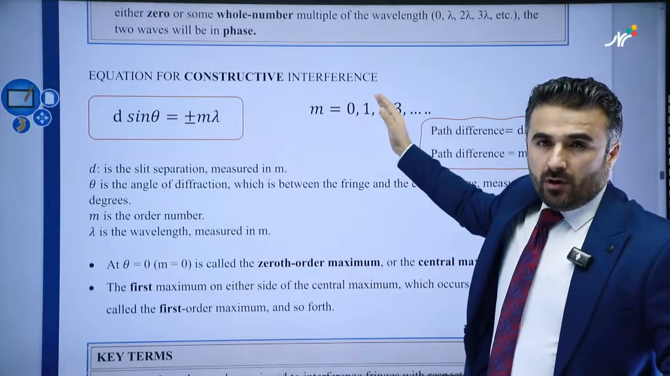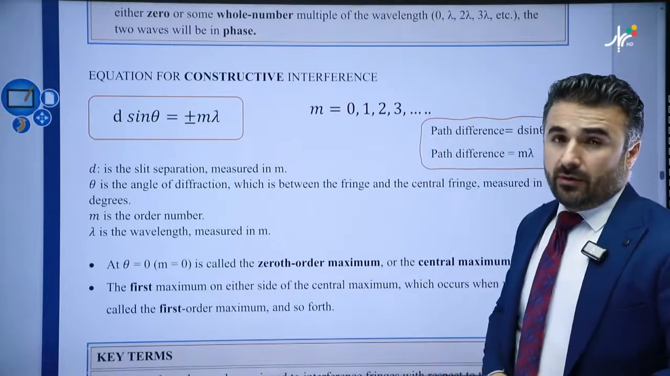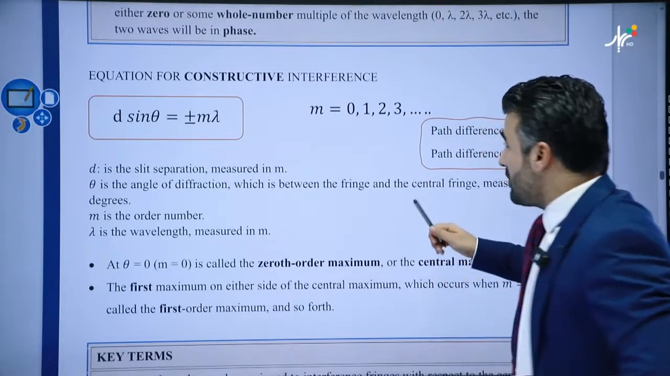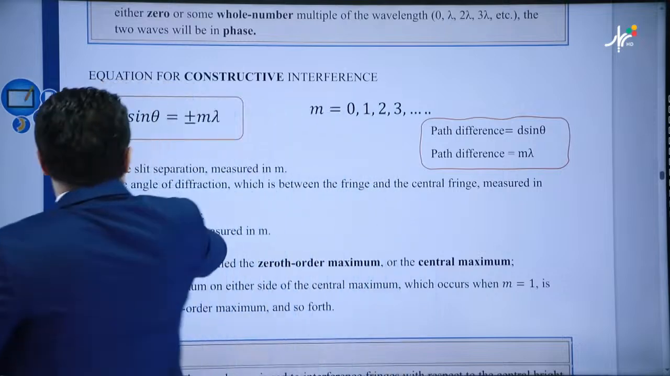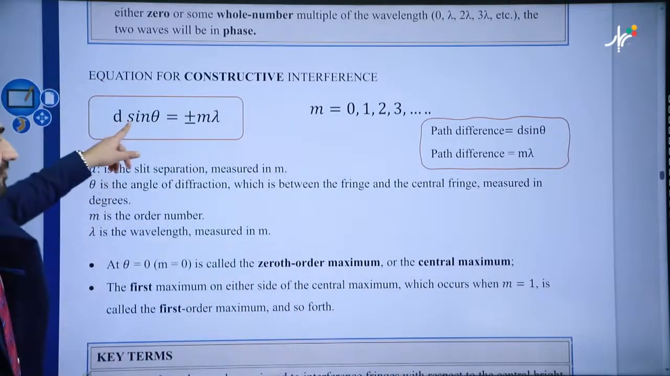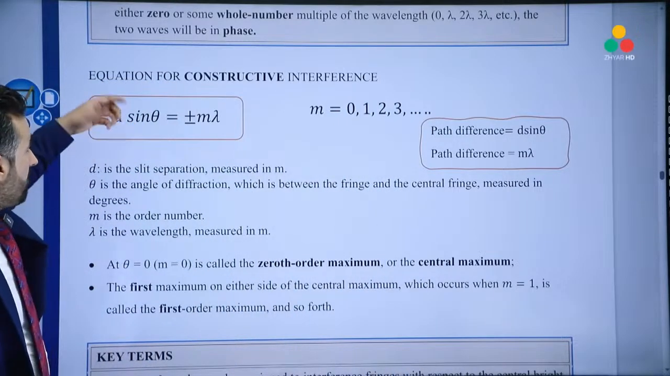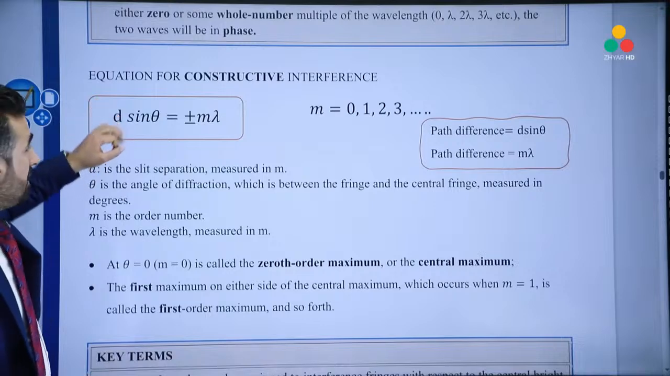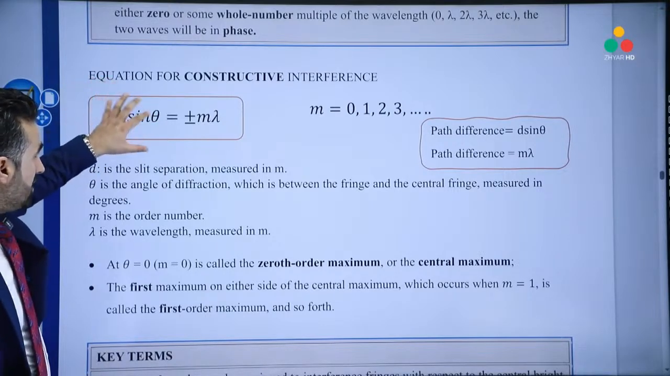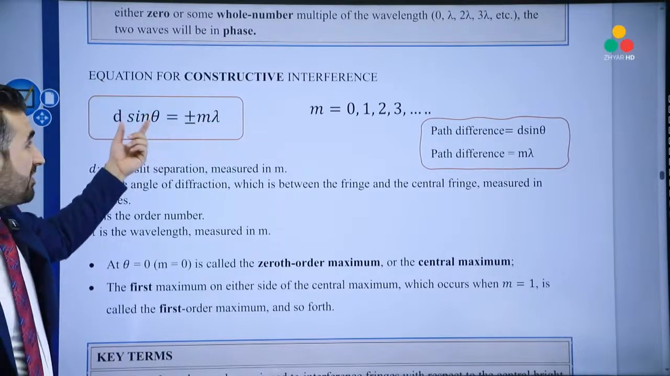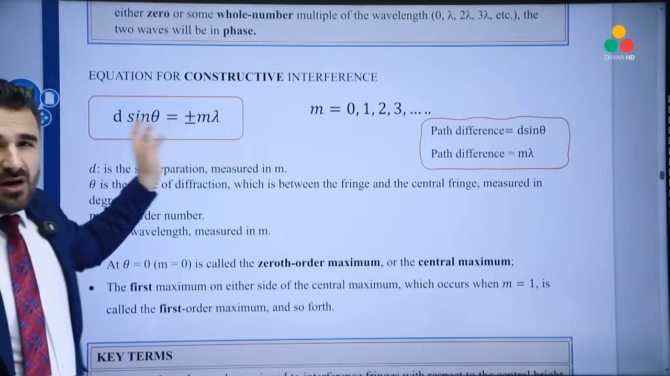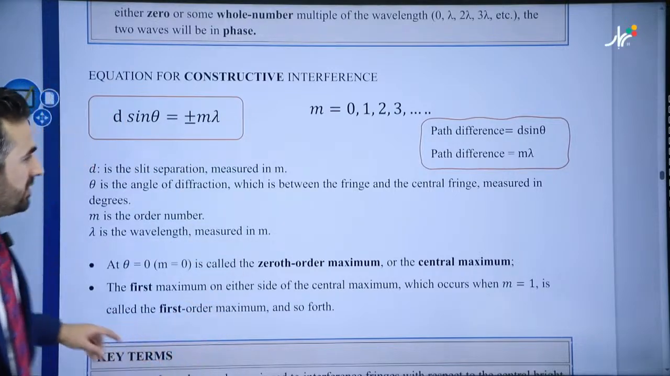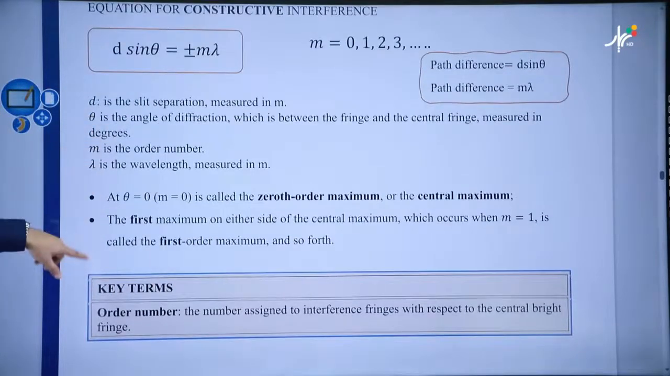Equal to 0, 1, 2, 3, as long as it is a whole number. Remember this? We call this part the path difference, but this is also equal to this. So whichever side you have to find the path difference, go ahead and do that. And of course, these are the information.